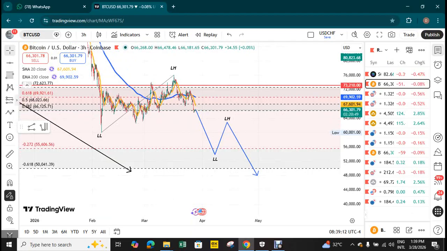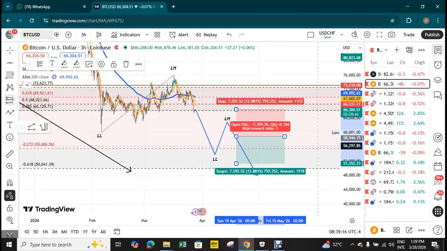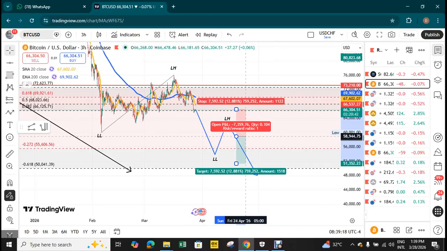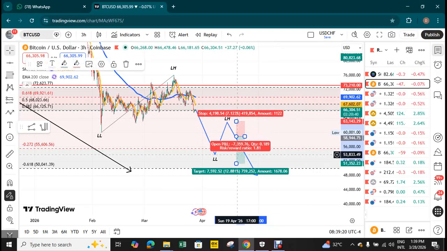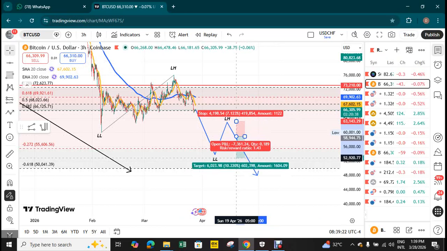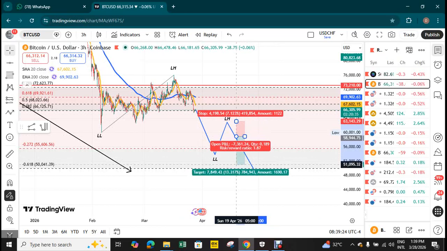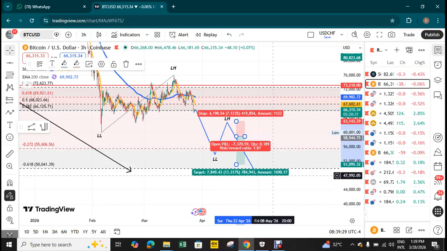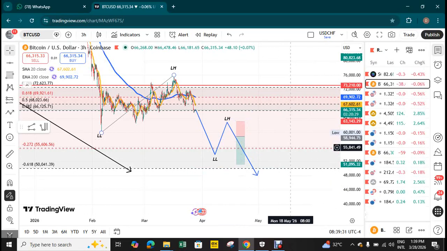So where we'll be looking for entry would be around this level. We're looking to take a sell from here towards this level, or maybe this level. That is what we want to be looking at. Price needs to come and give us something like this. That's what we're looking for on Bitcoin right now.